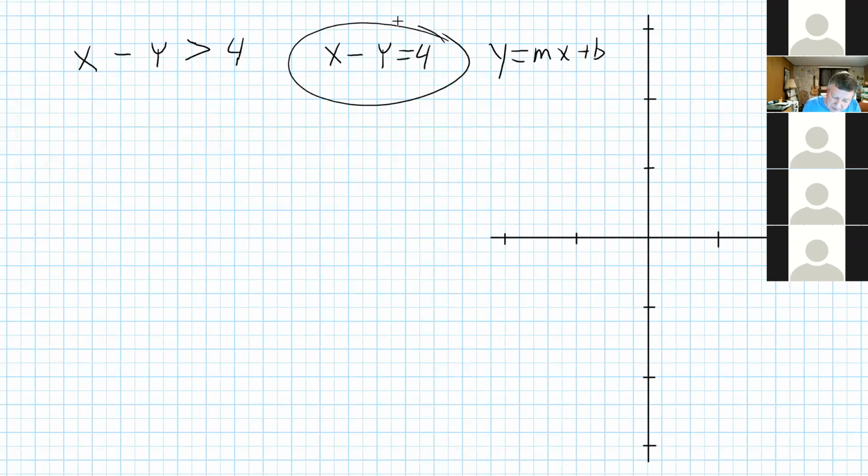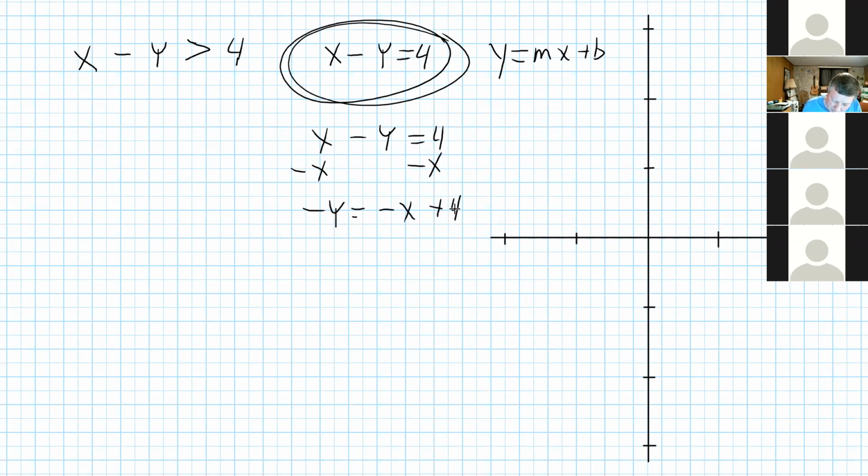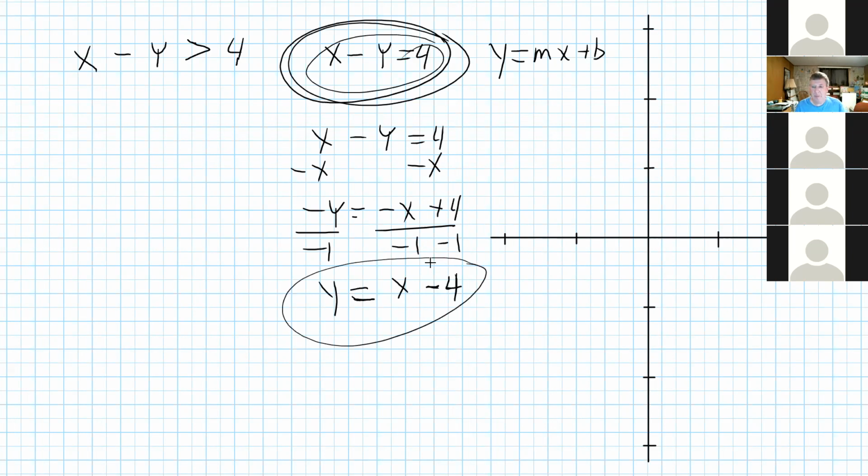So to do that, I have to take this equation and solve it for y. So I've got x minus y equals 4. I'm going to subtract x from both sides. And then I'm going to divide everybody by -1. So I'm going to get y equals x minus 4. All right. So are you okay with that? Any questions how I got from here to there?